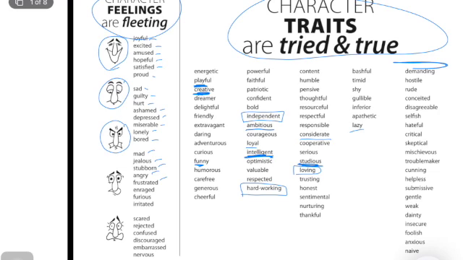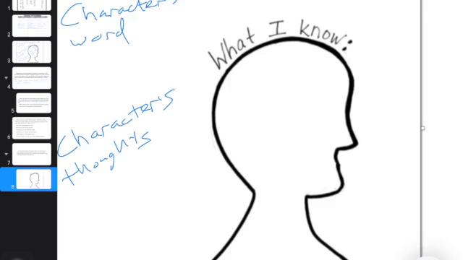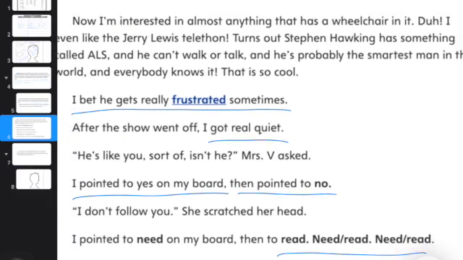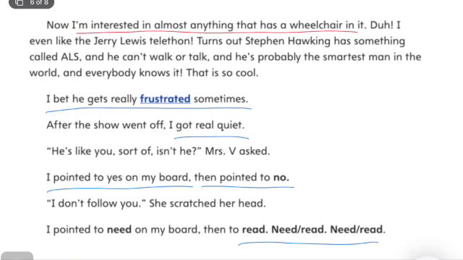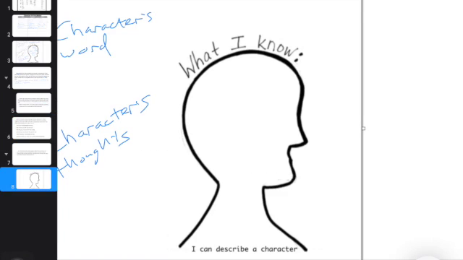Somebody that is, where's a good word over here? Let's see. Extravagant, daring, adventurous, curious. Look, I'm looking at all these words I know. Curious. Is she a curious person? She does say that she is interested in anything that has to do with a wheelchair in it. That means she's curious about it. Duh. And why does she say duh? Because she's in a wheelchair too, right? And turns out that Stephen Hawking has something called ALS. So she is curious.